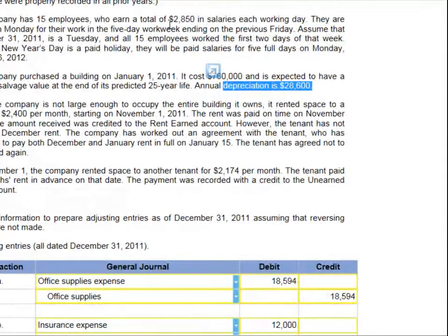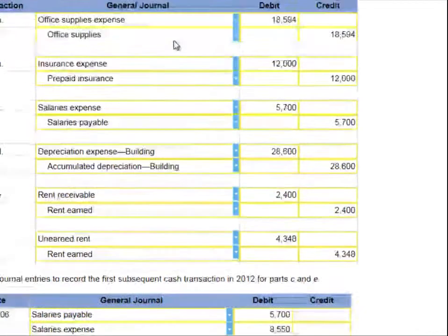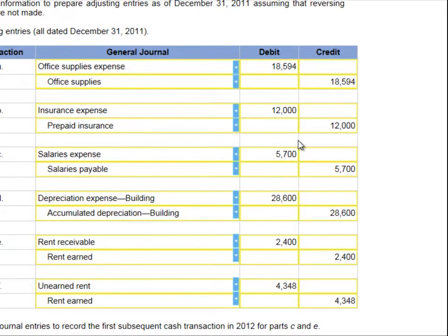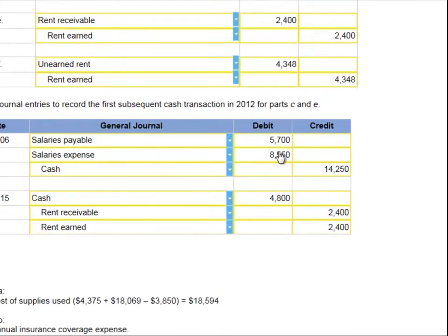So first let's take a look at it. It's $2,850 times 3 days, which gives us $8,550 that we need to actually expense. But we're not paying for just 3 days, we're paying for the full 5 days. That includes that $8,550 plus the $5,700 that we already accounted for up in C. And that gives us a total cash payment of $14,250.